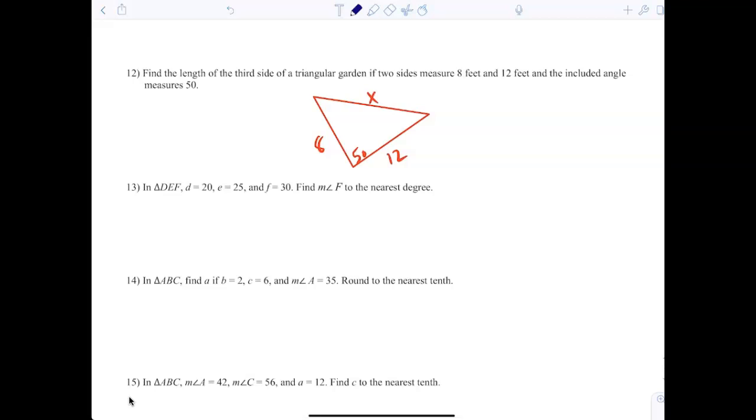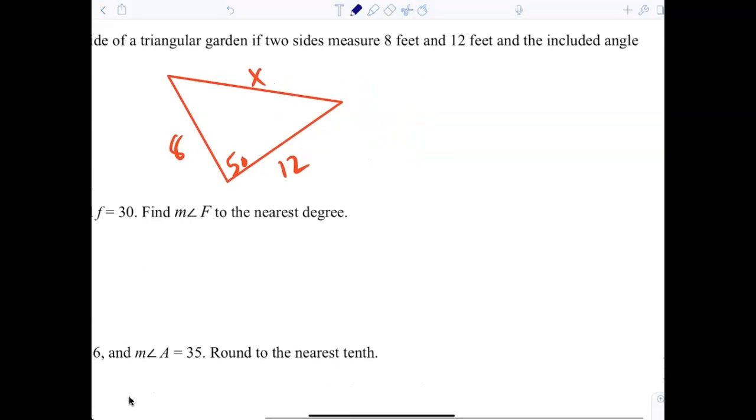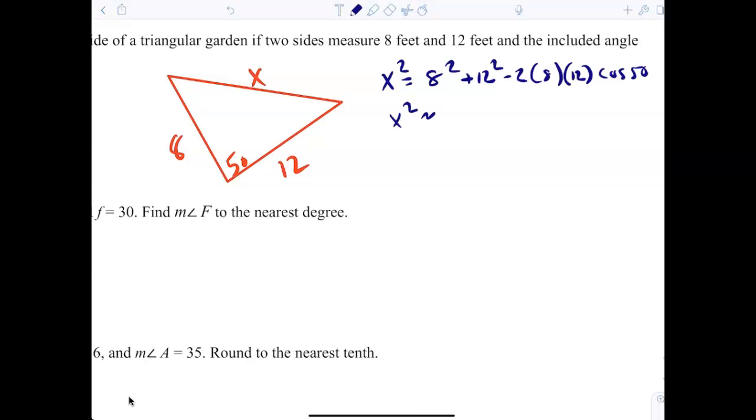Number 12, find the length of the third side of a triangular garden if two sides measure 8 and 12, and the included angle is 50. So everybody's supposed to look at that and say that's just obviously law of cosines, right? So we have x squared is equal to 8 squared plus 12 squared minus 2 times 8 times 12 times cosine of 50. What's x squared? Is that right? 9.2? So x is approximately 9.2. Right? You may write down the number.